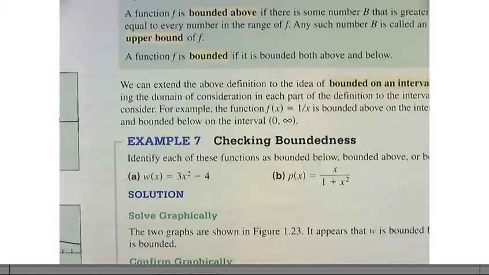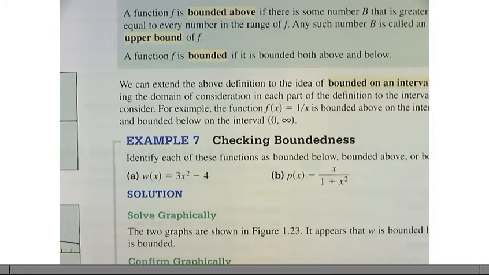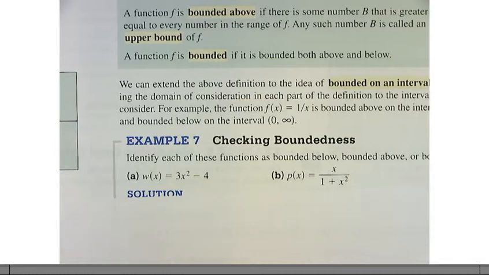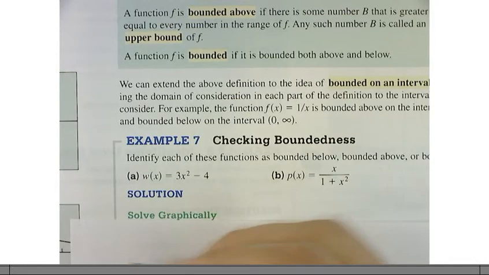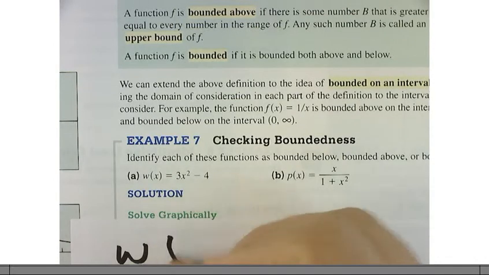All right, let's read example number 7. So now example number 7 asks us to find the boundedness of these two functions. Well, one way we could find the boundedness is to simply graph it, right? I could just plug this in my graphing calculator and then figure it out from there. Another way to do it is algebraically.